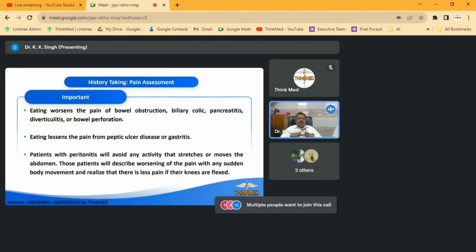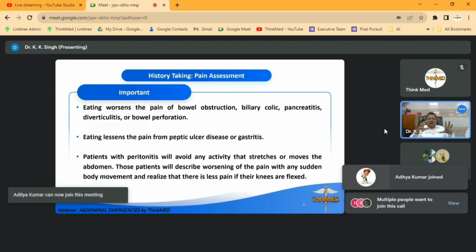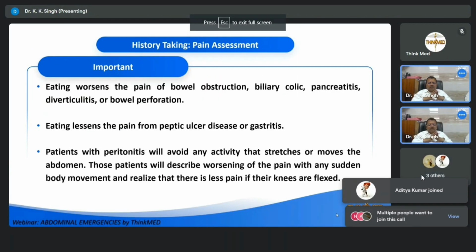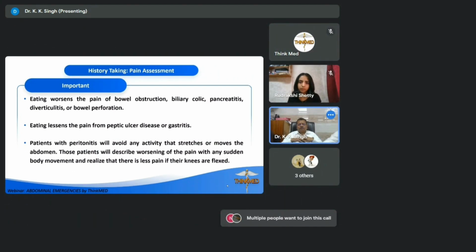Whereas in peptic ulcer disease or gastritis, eating, just taking something will relieve the pain. Patient with peritonitis will avoid any activity that stretches or moves the abdomen. That means he will try to remain in one posture. And if the pain increases on change of posture or stretching, then you must suspect peritonitis.